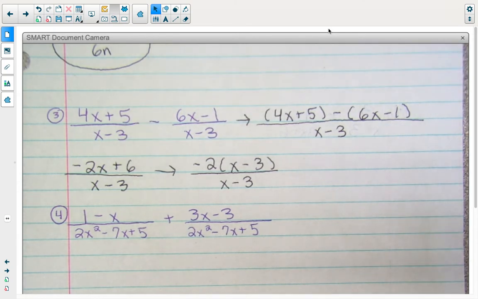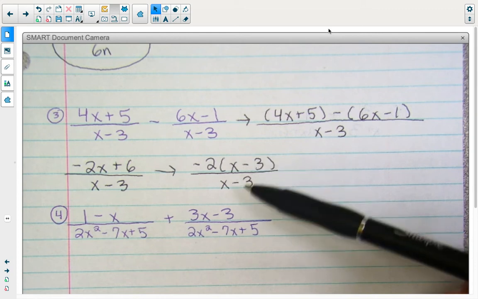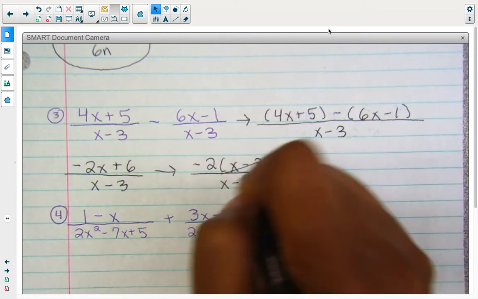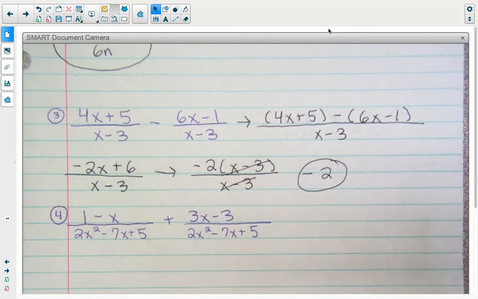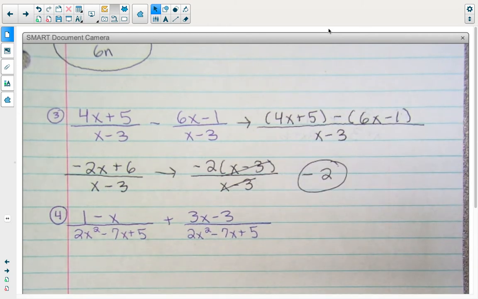So we're good to go. Now we can cancel those out. Anytime you have the same thing on the top and bottom, they cancel. So our final answer is negative 2. So that's our answer. So notice the progression that we got going on here. We still got the same denominator, but if I can factor it and break it down some more, then I need to make sure I break it all the way down.